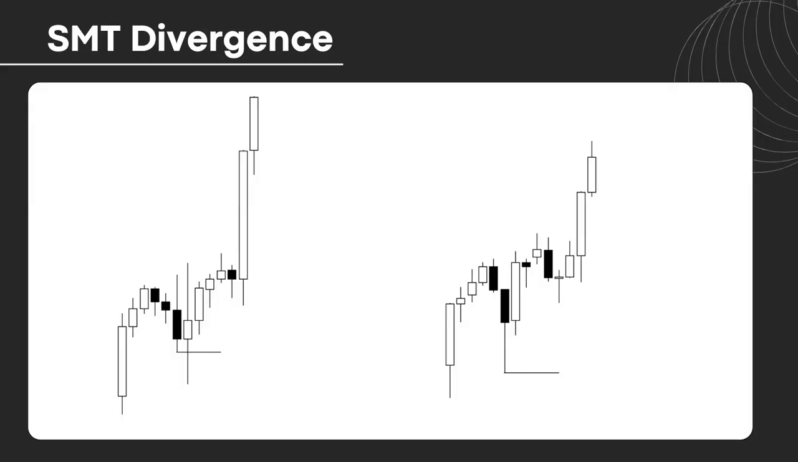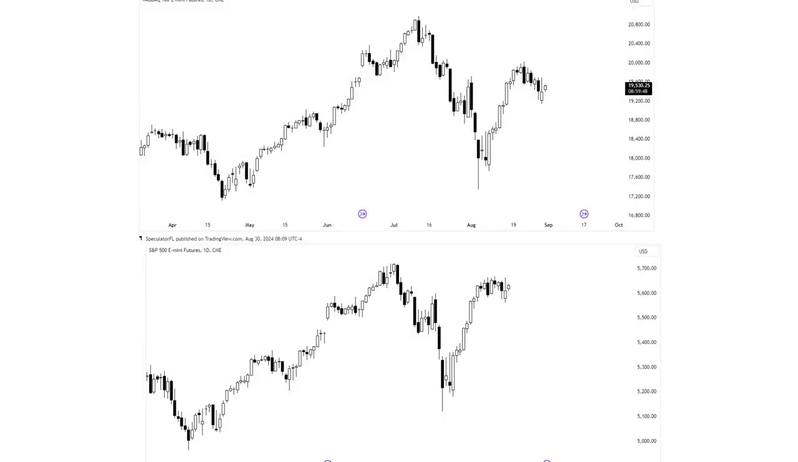Another one right here. One of the assets purged the CRT, whereas the other one did not, and price reversed from there, making it a high probability CRT. Now let's move on to some charts and look at some more examples.